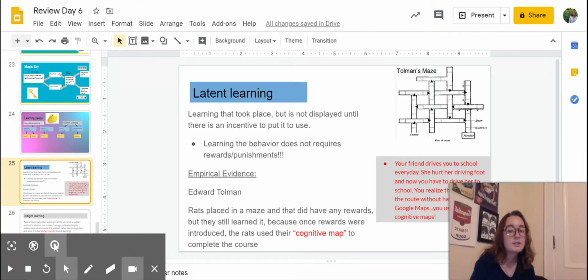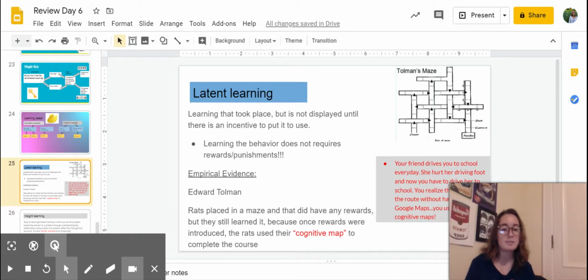The way that he proved this, his empirical evidence, is through his little maze. This is his famous contribution, Tolman's maze. He placed rats in a maze, and there weren't any rewards or punishments, so it's not like Skinner's operant conditioning box. Even though there weren't any reinforcers, the rats still were able to learn the maze just by moseying around on their own time.